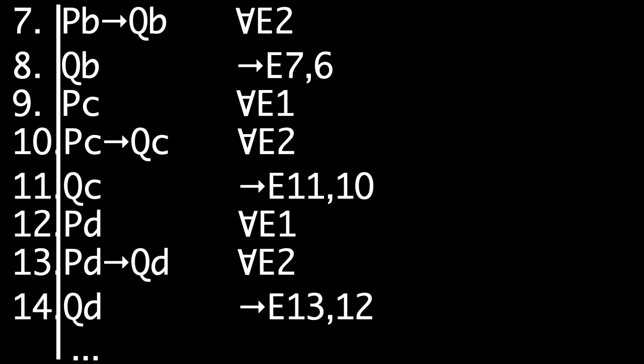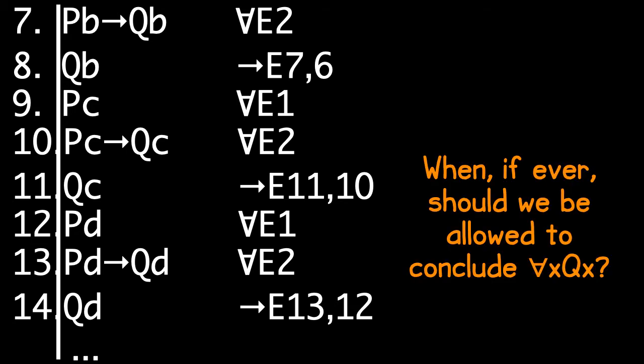Eventually, we'll lose patience. We know that we'll never be able to do it for all of the constants because there are infinitely many constants. Trying to do it by proving it for every single constant would take literally forever. So the question is, when, if ever, should we be allowed to conclude for all x Qx? If you're thinking about the semantics, for all x Qx says that every member of the universe of discourse is in the extension of Q. And there might be infinitely many things in the universe of discourse.